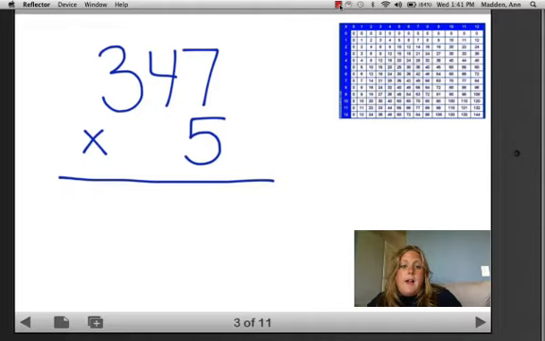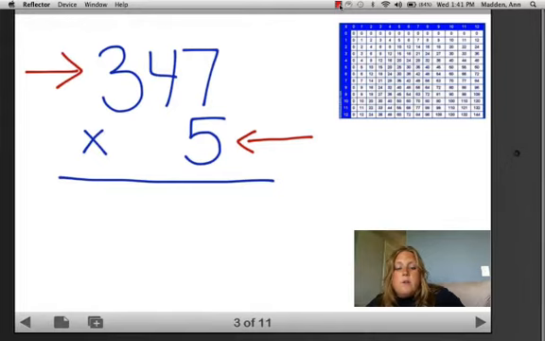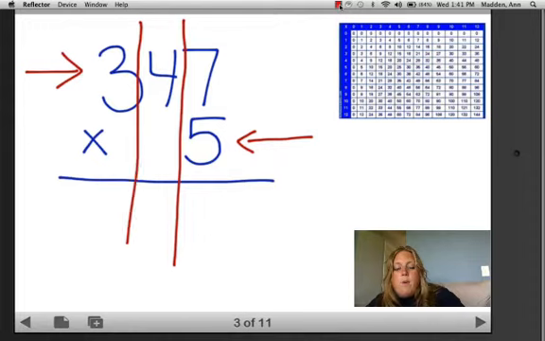When you multiply, the first thing you need to remember is we need to have the number with the most digits on top. This will help us multiply more accurately. The number with the least digits goes down below. Another thing that you need to remember is you always need to line up those correct place values. I'm going to draw some lines here, so that will help me out.